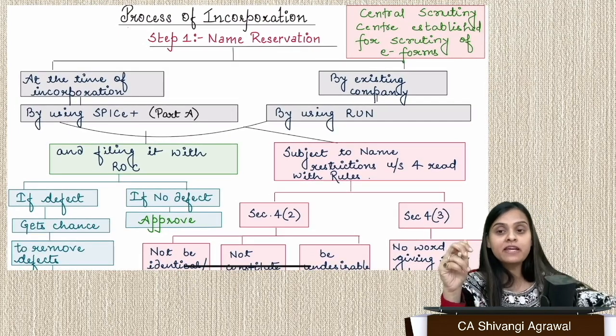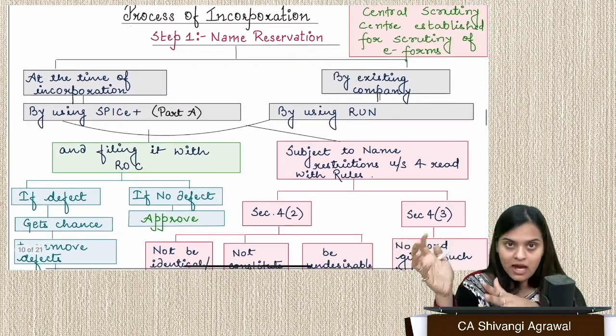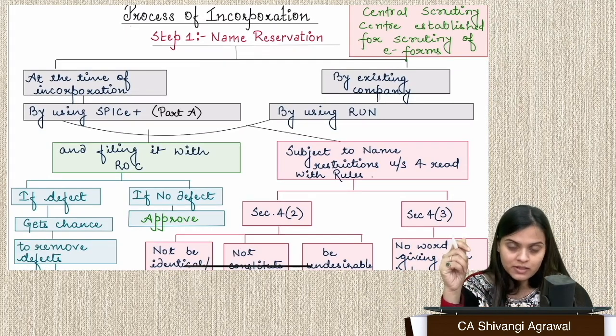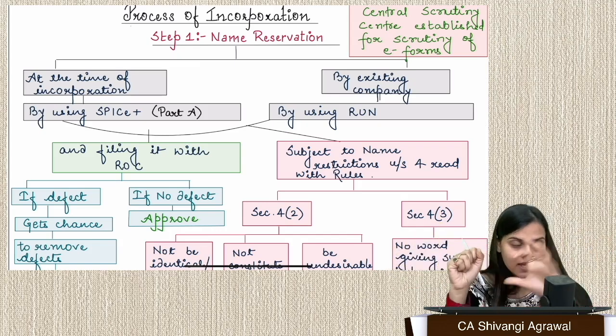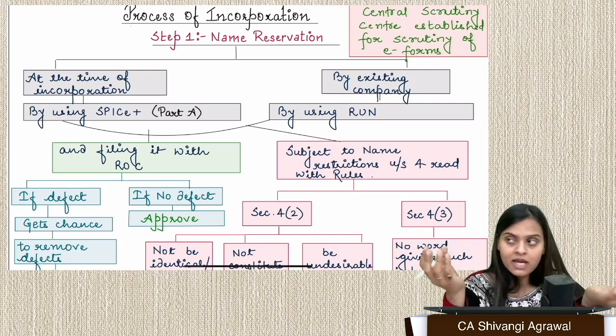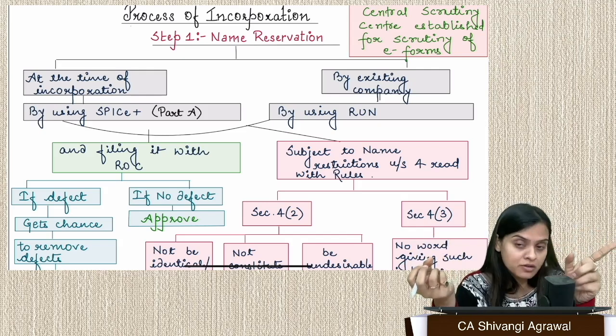Now, when we begin with the process of incorporation, the first step is the name reservation. How do you reserve a name? So, as I told you, the relevant form is Spice Plus only. Now, Spice Plus is divided into two parts. One is part A and other is part B. Part A is for name reservation if you want to incorporate a new company. See, whenever you want to incorporate a new company, you have to think of a name. Okay, I want to keep this particular name.